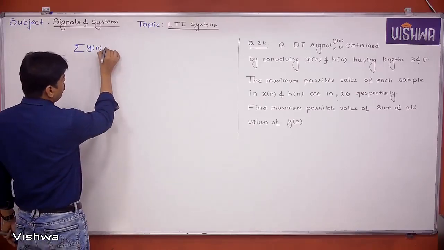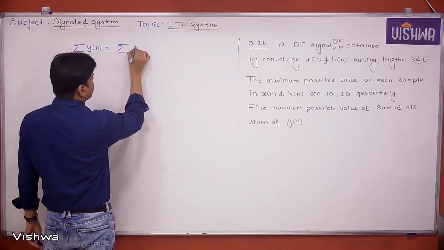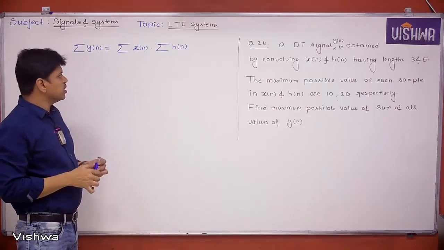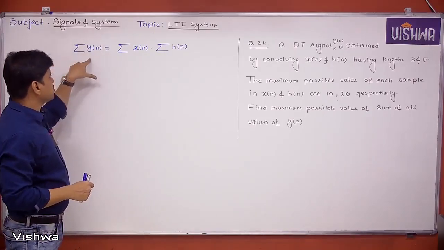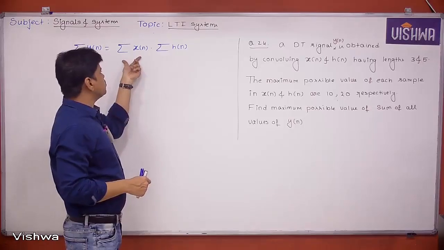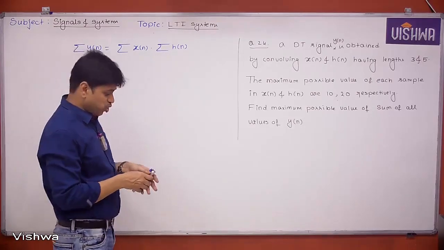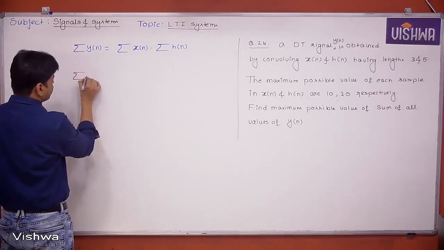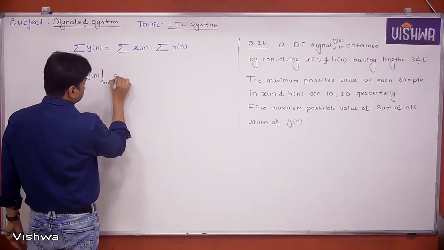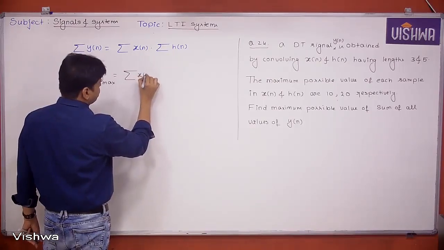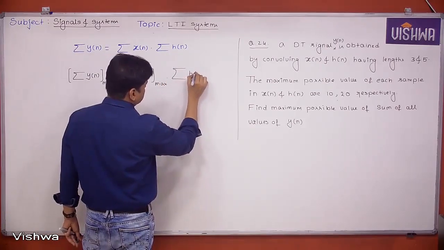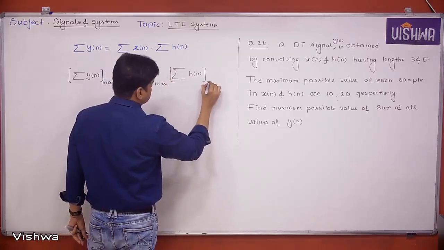We know from the property that the sum of y of n is equal to the sum of x of n multiplied with the sum of h of n. Try to understand this. To get this sum to be maximum, obviously individually this sum and this sum have to be maximum. I hope you understood. So to get the sum of y of n as maximum value, the sum of x of n has to be maximum and the sum of h of n is also maximum. These two values have to be maximum.